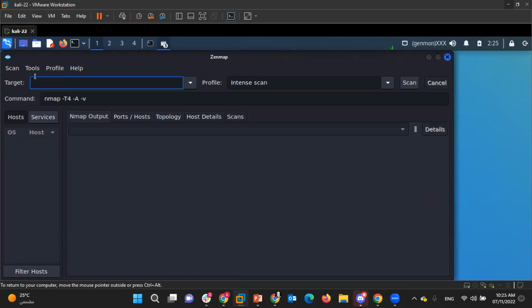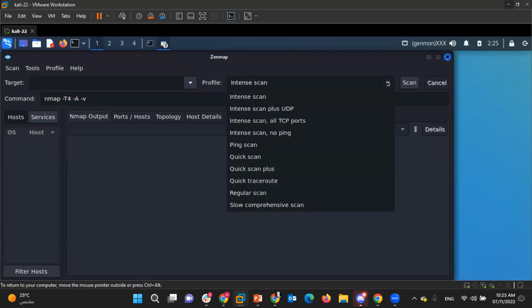Here we have many scan types, like intense scan, intense scan plus UDP, intense scan all TCP ports, intense scan no ping, ping scan, quick scan, quick scan plus, or quick traceroute. No need for all of these. Just make a quick scan for now.